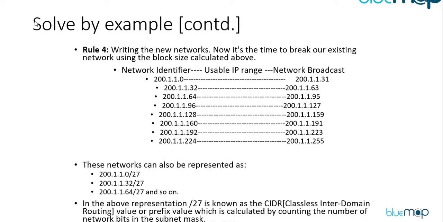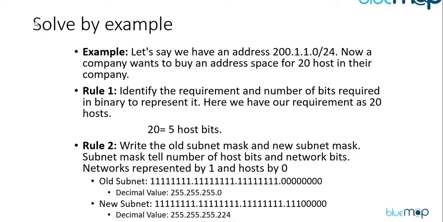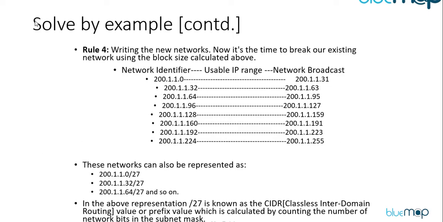Now the next step is to write down your new networks. You have to break and write your new networks. Now in subnetting, you have to remember one simple rule. You will break the network in the octet where you found the block size. In our example, we found the block size in the last octet, so we'll start breaking it from there. So the first network you see is written as 200.1.1.0. Always it's going to start from 200.1.1.0 because that's what we were given. We have an address of 200.1.1.0, so starting from 0. Now the next network will be 200.1.1.32 because that is our block size.